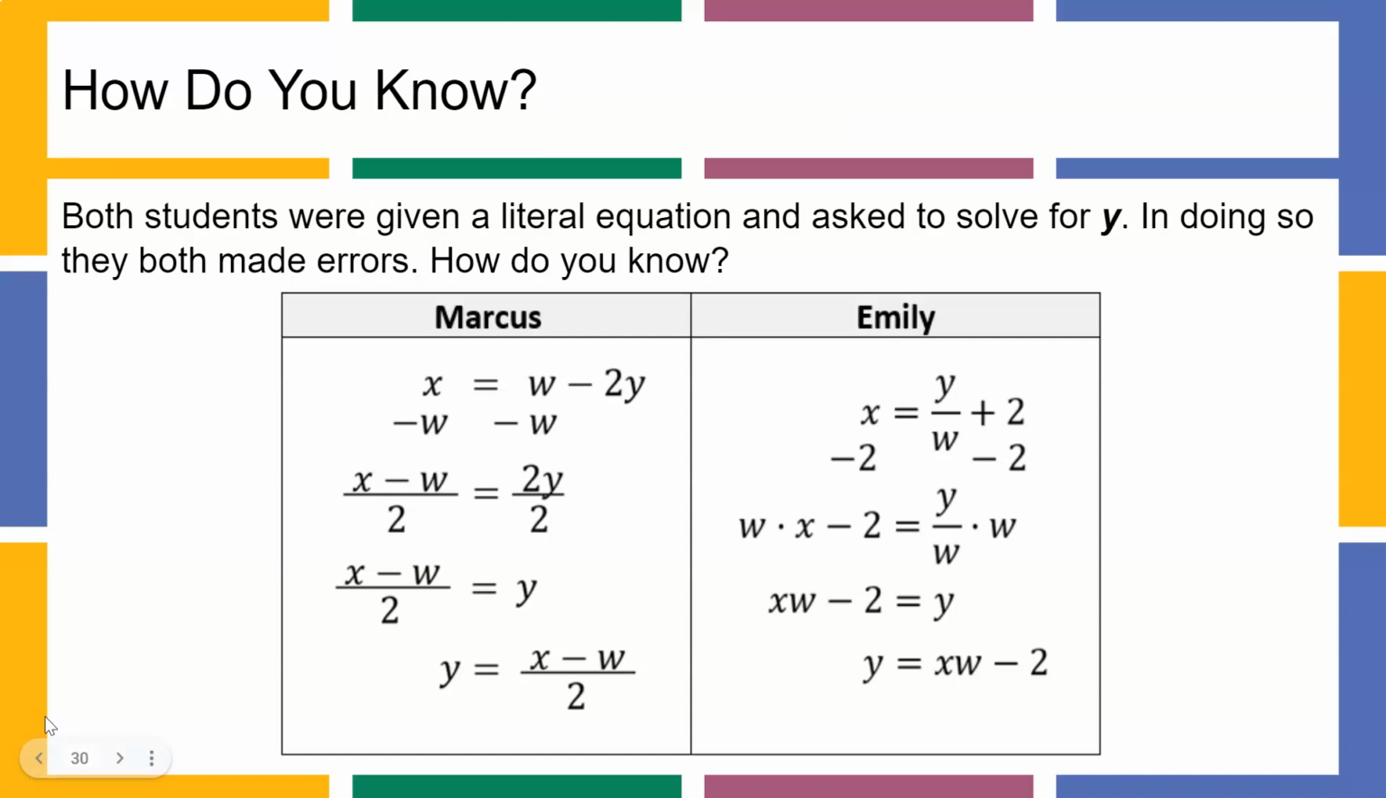Your warm-up for today, you may want to write this on a piece of paper, do it on your desk. In this scenario, both students were given a literal equation and asked to solve for y. While they were solving, they both made a mistake. So your job is to figure out where their mistake was for Marcus and Emily, and how do you know they made a mistake. I'll give you five-ish, maybe a little longer minutes.